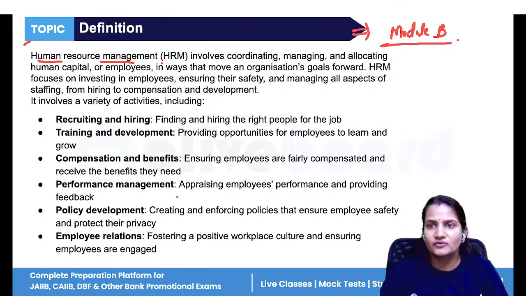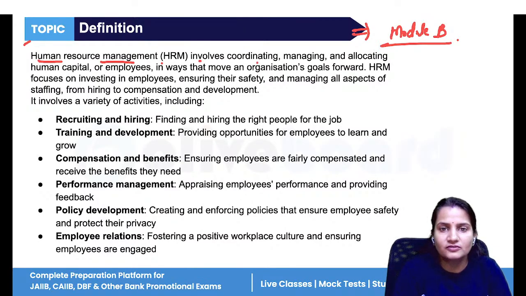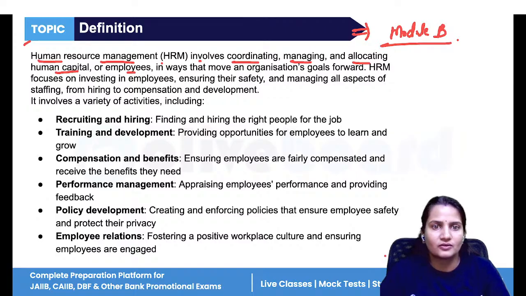Human resource means what? We are talking about people, the humans that are working in your company, in your bank. How will you manage your people? How will you manage your humans? That is called human resource management. So it involves coordinating, which means working together, managing, and allocating human capital or employees so that they can achieve their goals and targets. We are coordinating people so that they can work in a group. We are managing people so that everyone feels motivated, and we are providing fair compensation so that they can work more and more if they are motivated. For what? For achieving organizational goals.